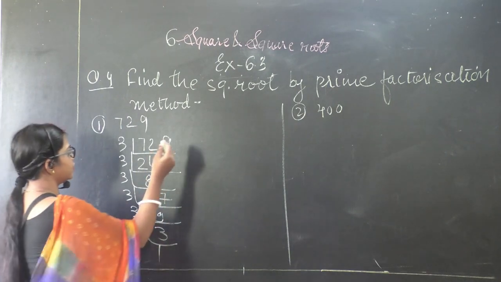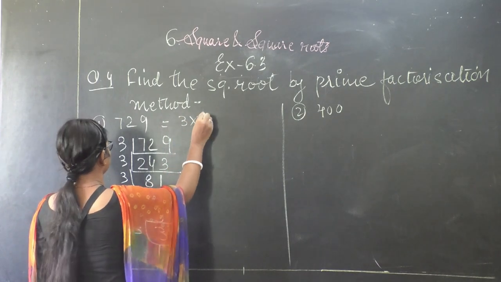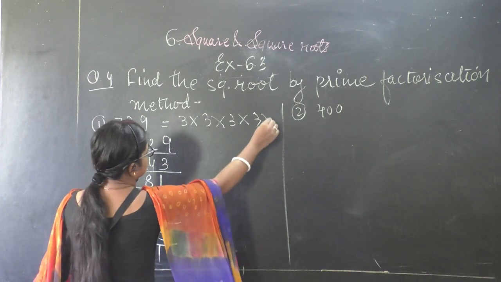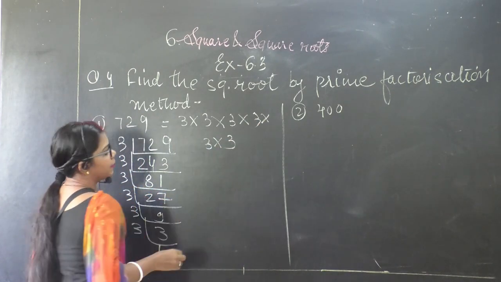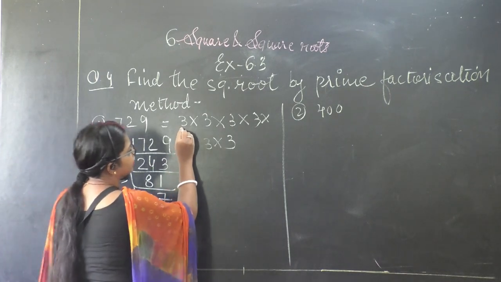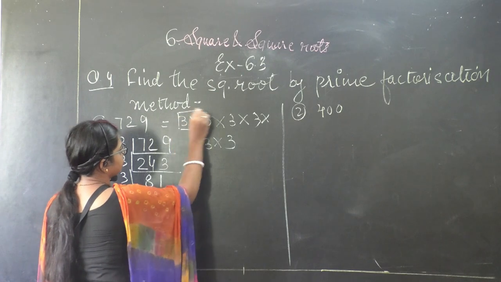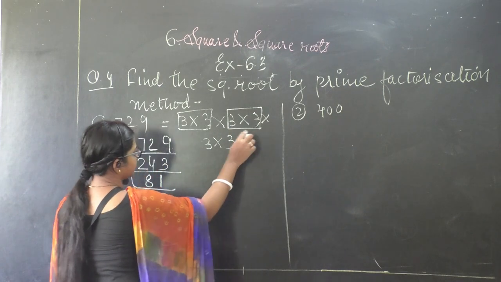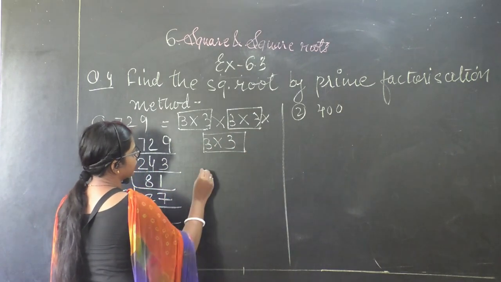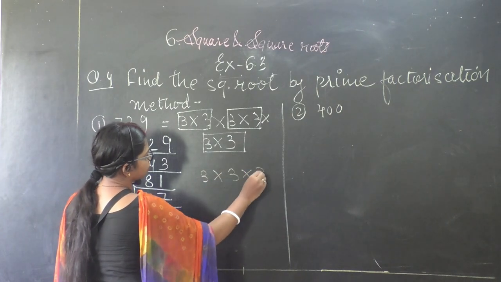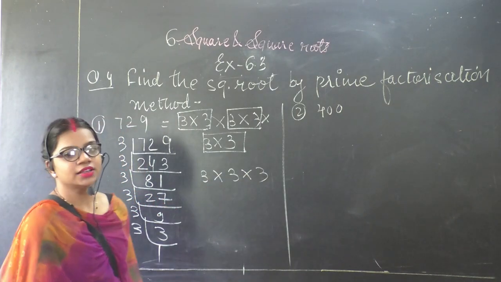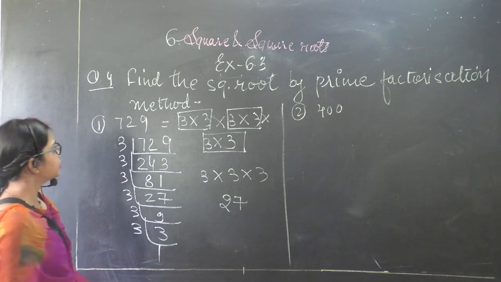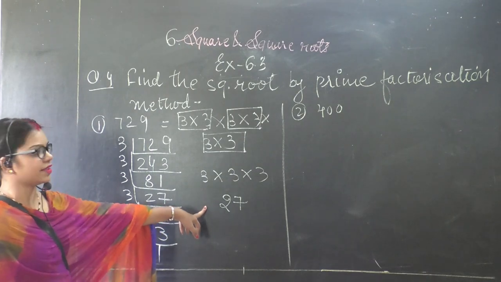Write down the factors of 729. I will get 3 into 3 into 3 into 3 into 3 into 3. Pair the factors. I will make pairs of 2. This 3 and 3, square means 2, so I will make pairs of 2. This 3 is forming 1 pair, this 3 is forming 1 pair, and this 3 is forming 1 pair. So 3 into 3 into 3 is 27. So here the square root of this number is 27.